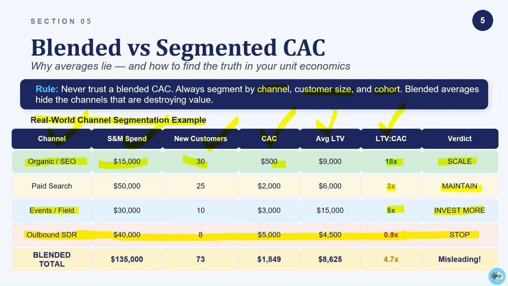But now, if we look at the blended total, the blended CAC, we are getting 4.7x. If we only rely on this, we would continue with the current group of CAC spending. But if we look at each and every segment, we are able to understand that organic is performing very well and outbound SDR is performing poorly. So it's always recommended to take into consideration segmented CAC and not the blended one because it's misleading.